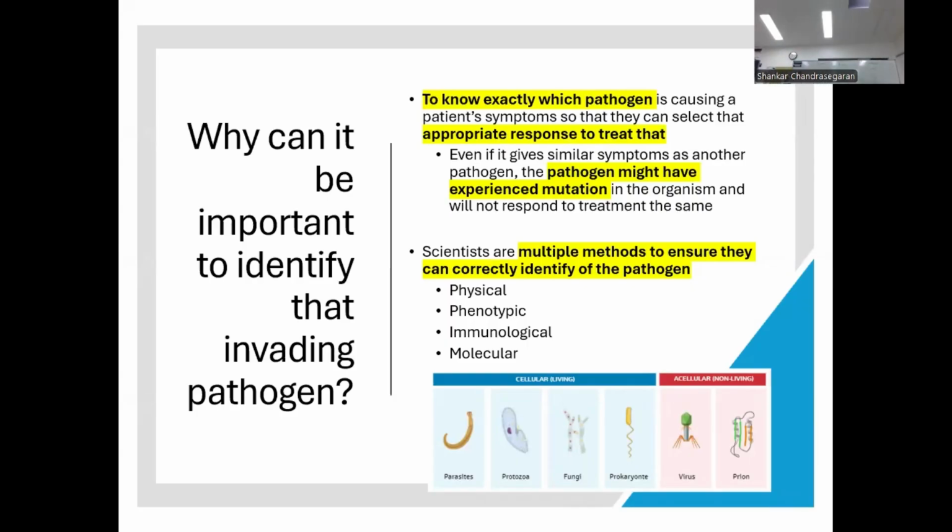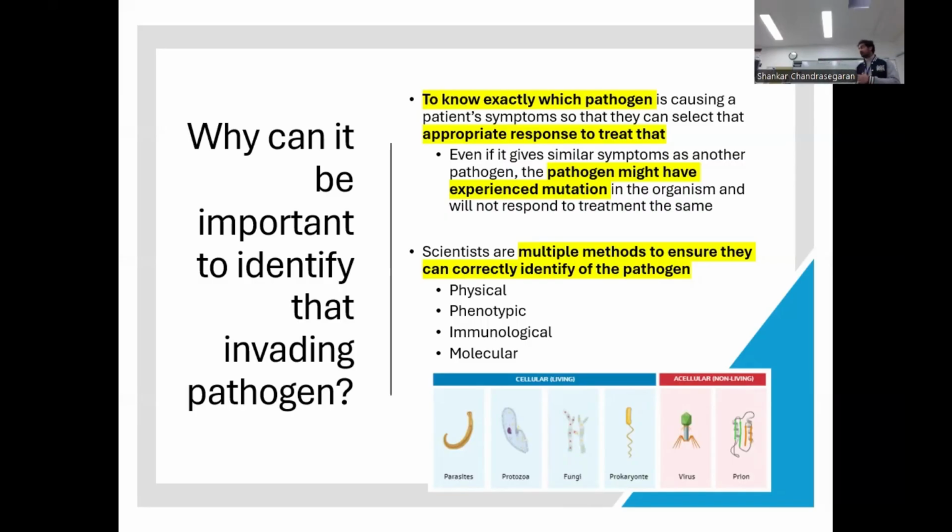So now let's look at why we need to control the spread. Before we can control the spread, we basically need to know what we're dealing with, right? Why can it be important to actually identify the invading pathogen? Because that has to do with knowing how to control the spread. We can't control the spread of a pathogen unless we know what pathogen it is and how it's actually spread. So we need to first find out what is the pathogen.